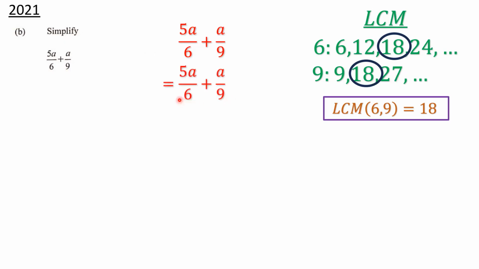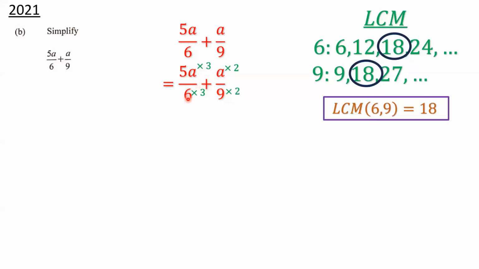And so we ask ourselves, what times 6 gives us 18? Well, 6 times 3 is 18. And what times 9 is 18? Well, 9 times 2 is 18. So whatever we do to the bottom, we must do to the top. 6 times 3, we multiply that one by 3. We have to multiply 5a by 3. 9 times 2, we have to multiply a times 2.